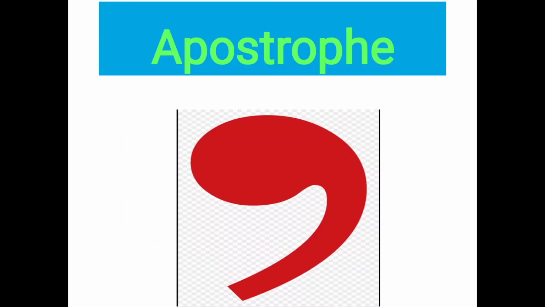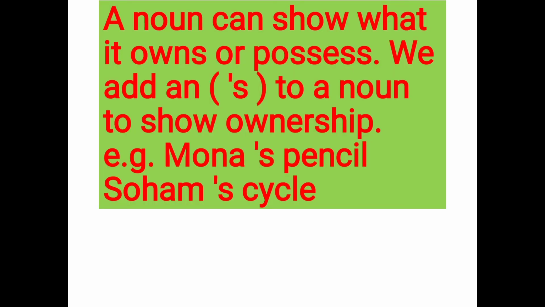What is this sign? This sign is known as an apostrophe sign. A noun can show what it owns or possesses. We add an apostrophe s to a noun to show ownership. What does it mean? It means that we can show the ownership with the help of apostrophe s, like Mona's pencil. Whose pencil? Mona's pencil. It means Mona is the owner of the pencil.